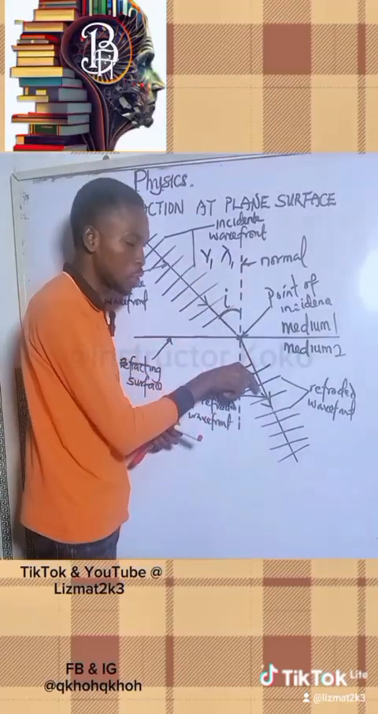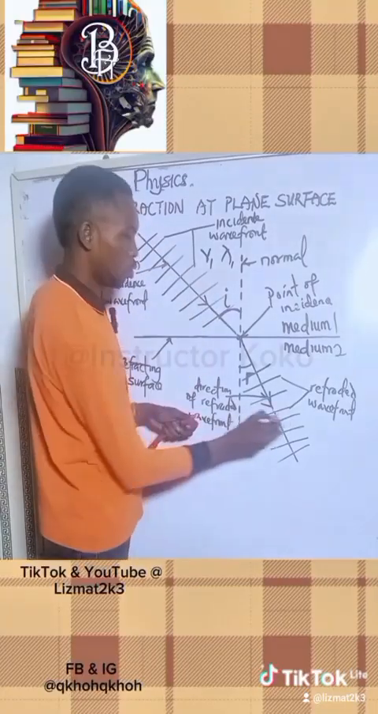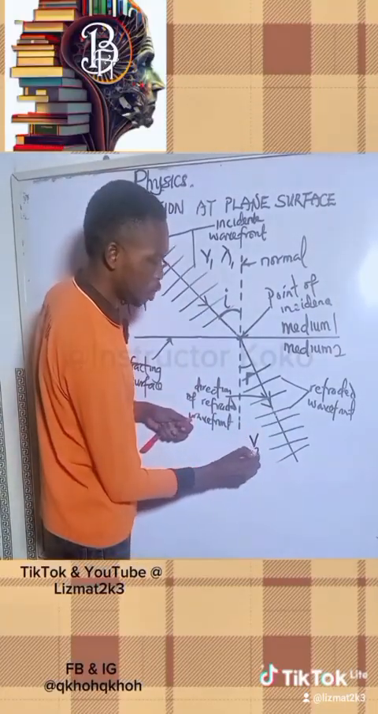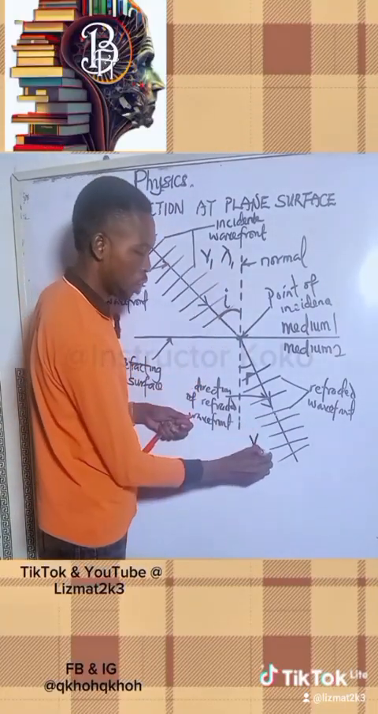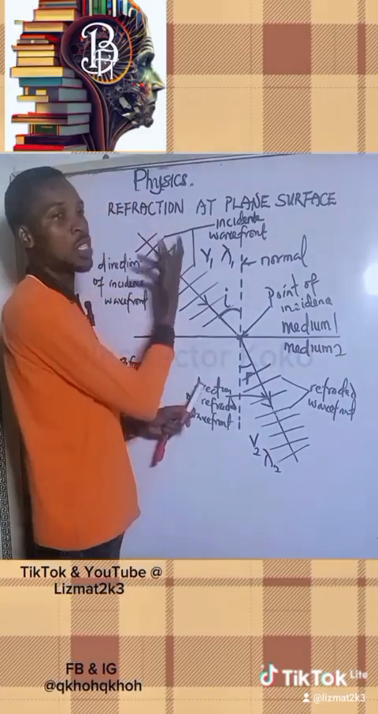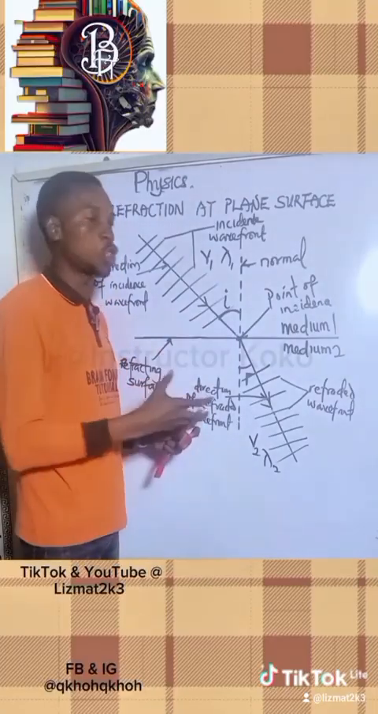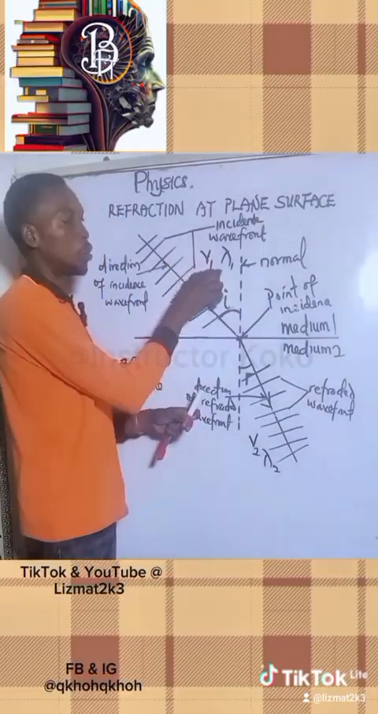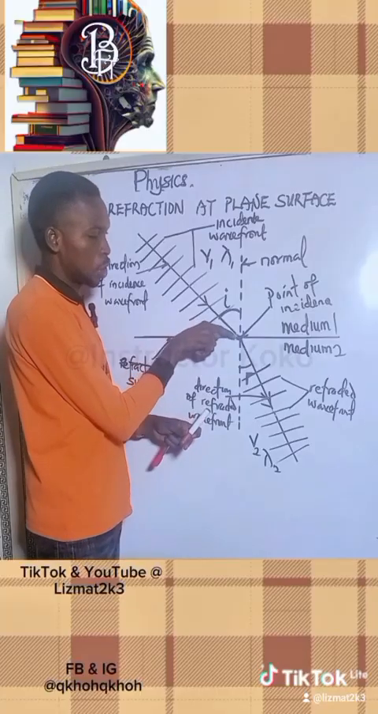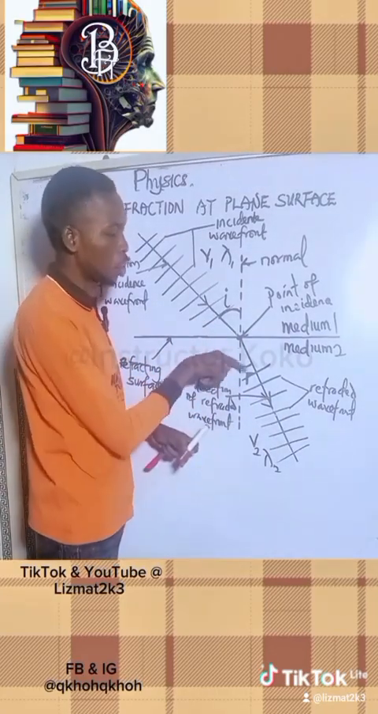As it crosses into another medium, the speed will change, and that can be labeled as V2. Of course, the wavelength will also change. And that is why we said refraction is defined as the change in the speed and direction of the wave. Speed changes, the direction also changes. All right, don't forget the direction.